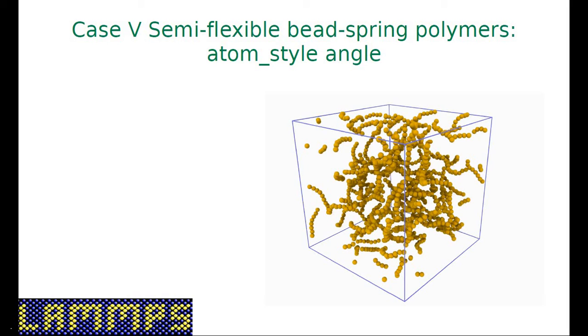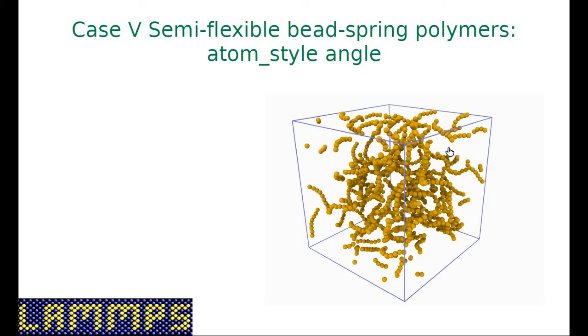Case number 5. So in case number 5, we have a semi-flexible bead-spring polymer. In this case, we use the atom style angle. So for this, besides the beads and the springs, we need to include certain restrictions in the bonds. So that makes the polymers rigid. There is certain stiffness. So this stiffness is included by using an additional potential that gives us the semi-flexible features of the polymer.